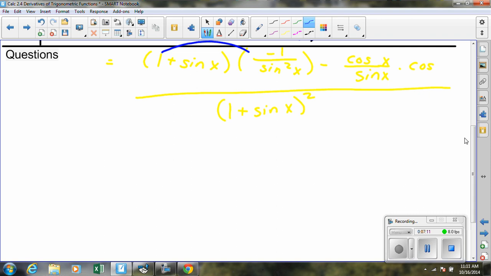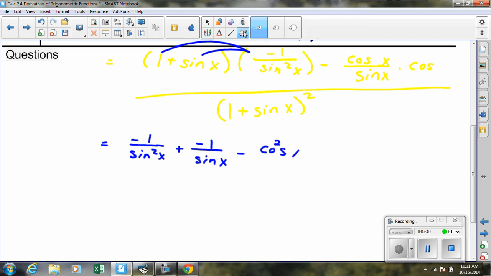Okay, we would have negative 1 over sine squared x. Sine times negative 1 over sine squared would be negative 1 over sine of x. Then we would have minus cosine of x, but it's not just cosine, it's cosine times cosine, so it's cosine squared x over sine of x.